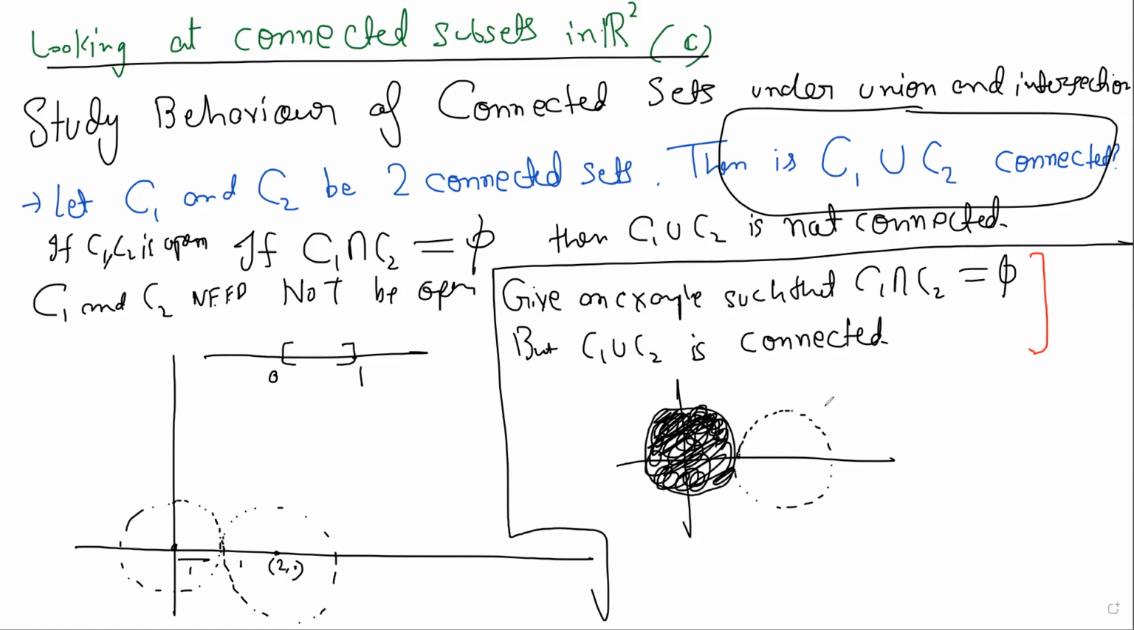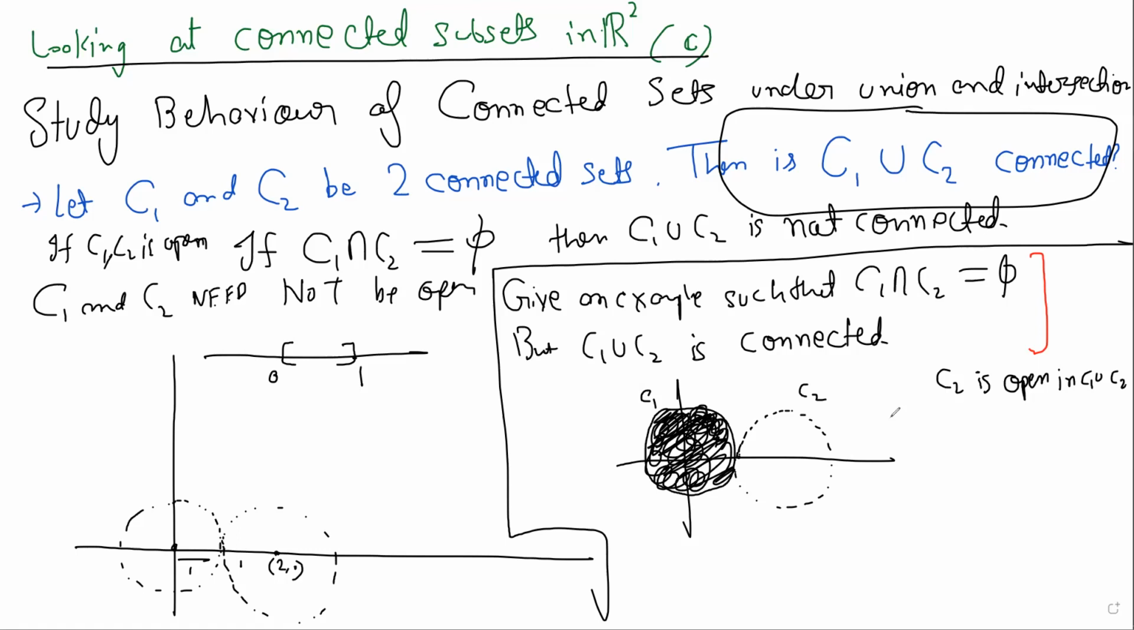Because see, this is my C2 and this is my C1. Okay. C2 is open in C1 union C2, right? Because C2 is open in the whole space. Is that right? Yeah. C2 is open in the whole space. Okay. So C2 is open in C1 union C2.